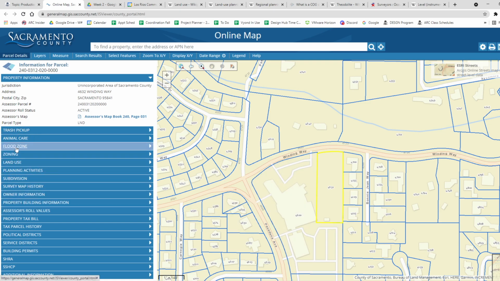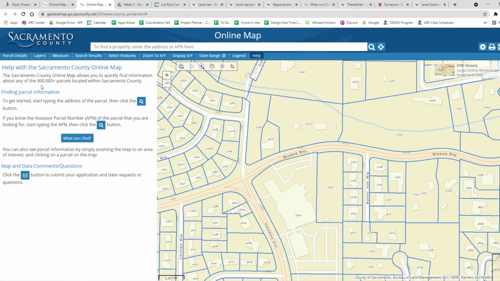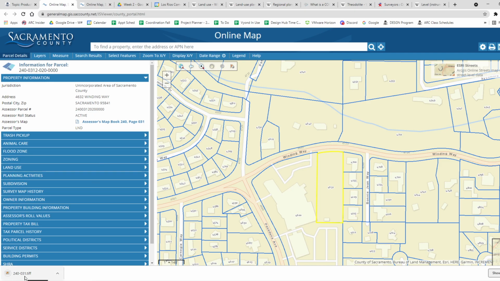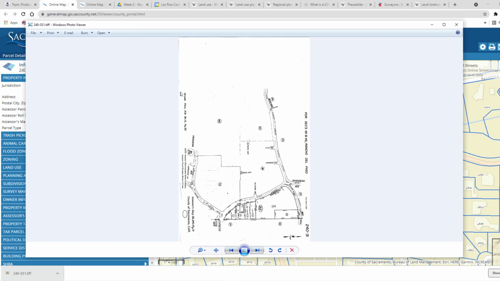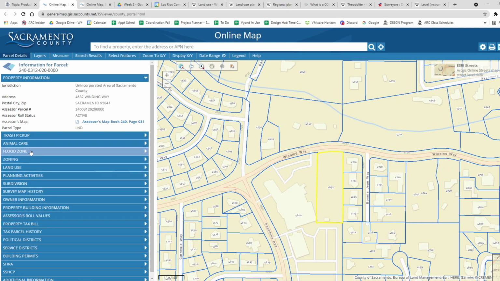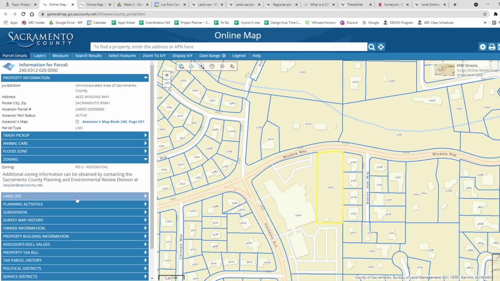But look at all the things that we can find. Zoning. Flood zone. That one's really important for insurance. Oh, look at this. I think I can get to that one and get a lookup of that page. Oh, there it is. Look at, I can even get the original parcel map. Oh my gosh, that is so cool that we can get all that. But this is really important. Zoning. How is it zoned? RD2 residential.